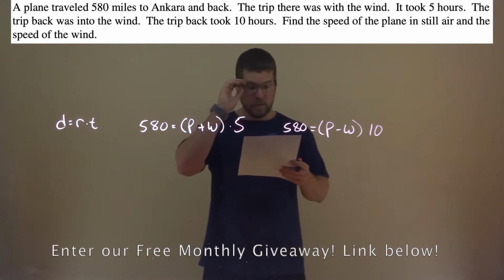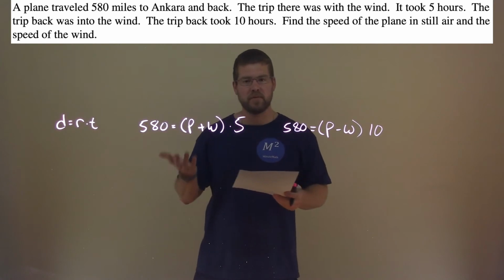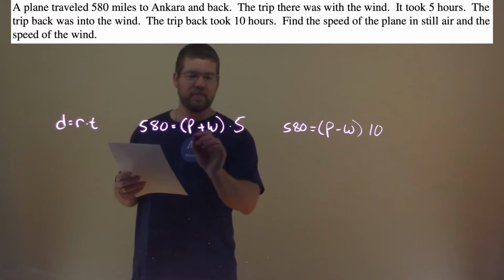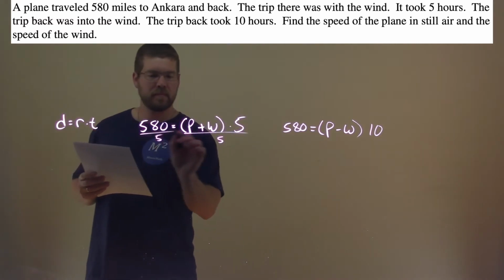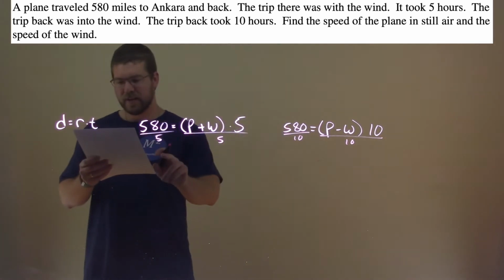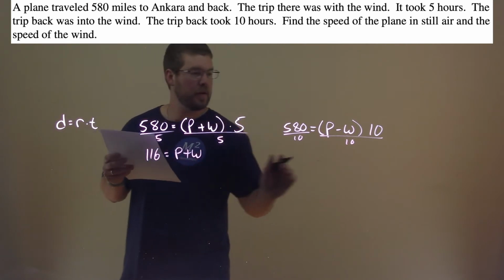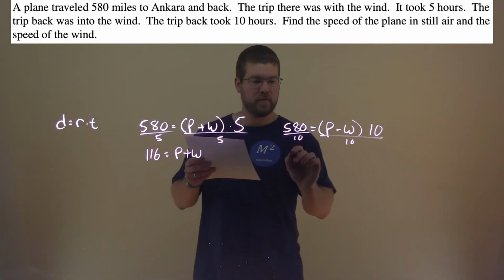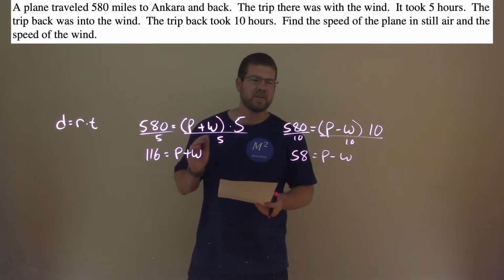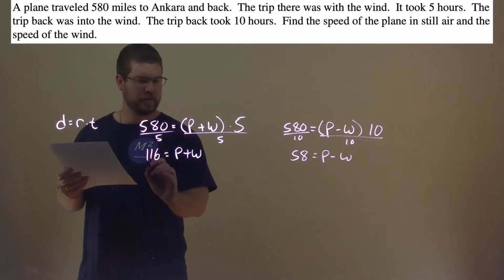Alright, so now we want to solve for our variables. We have our system of equations. The first thing I'm going to do is make this a little easier. I'm going to divide both sides by 5 here, and this side, both sides by 10. So 580 divided by 5 is 116 equals P plus W. And 580 divided by 10 is 58 equals P minus W. And that's a little easier to work with to get our values. So I'm going to put them over each other.